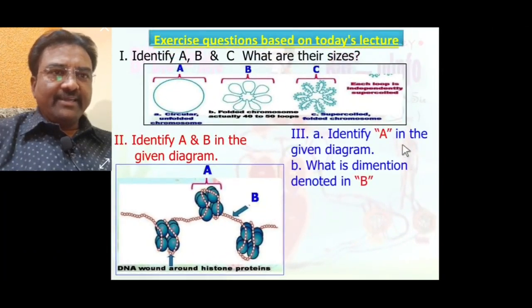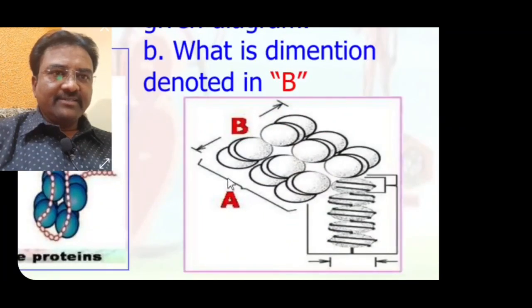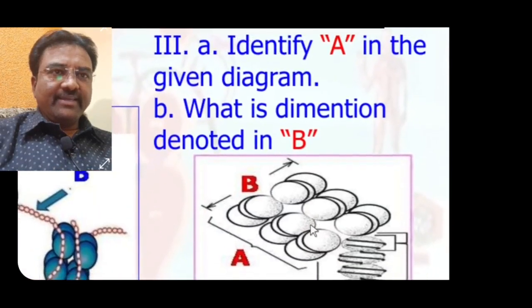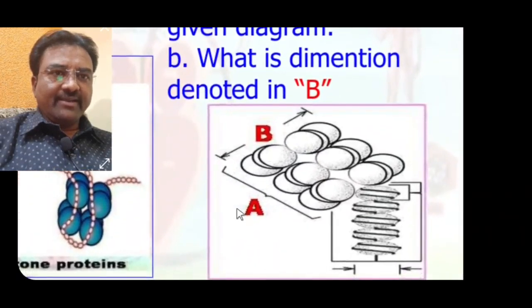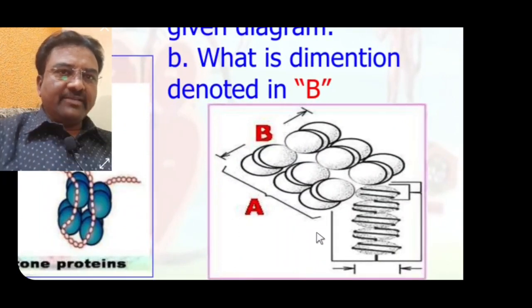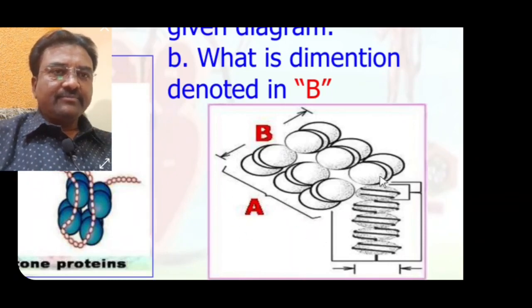Identify A in the given diagram. What is the dimension denoted by B? See here, the diagrammatic representation. So this is the solenoid fiber. A is the solenoid fiber. And what is the dimension denoted in B? 300 angstrom. A is the solenoid fiber and B is 300 angstrom.